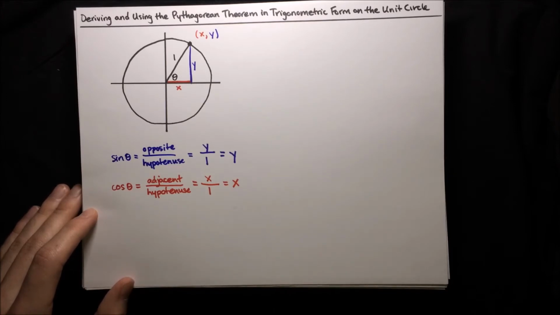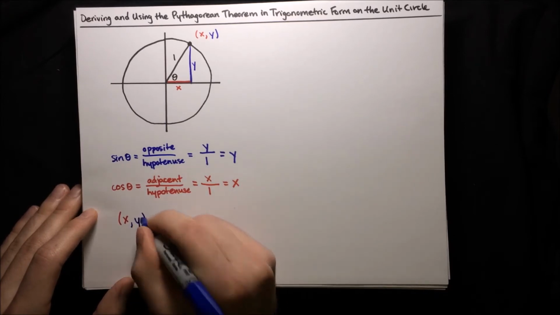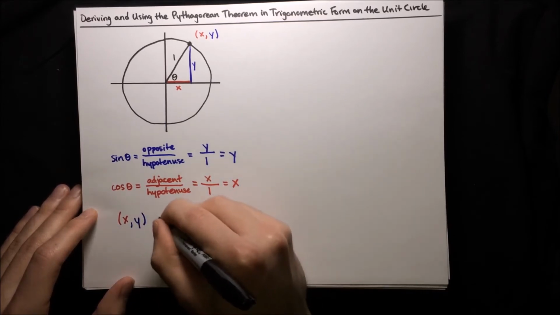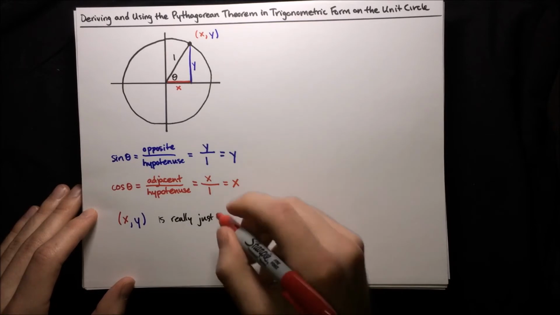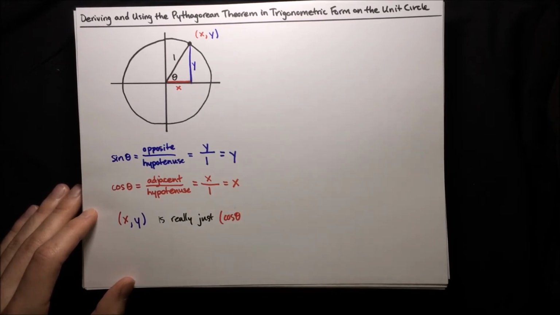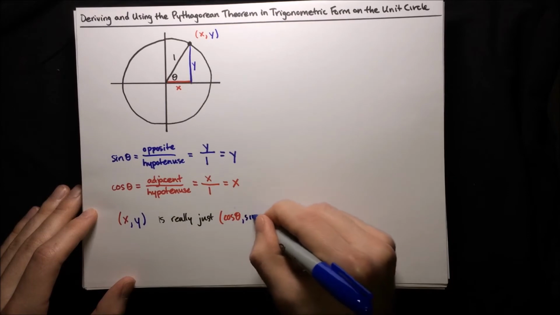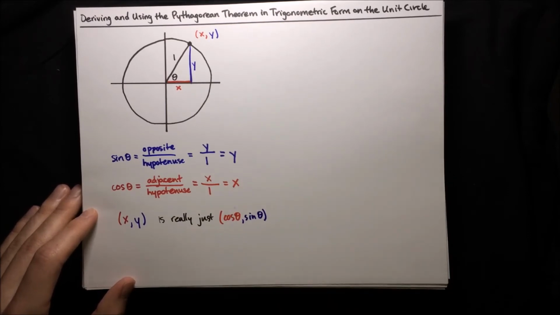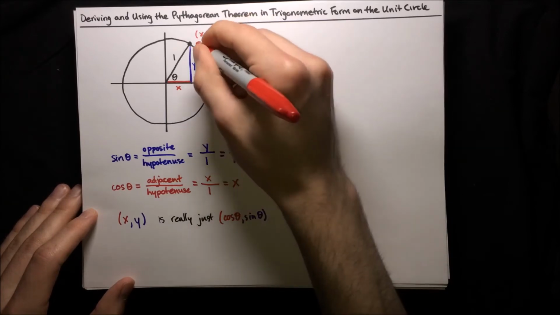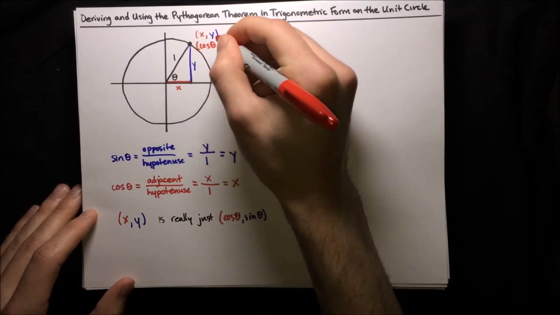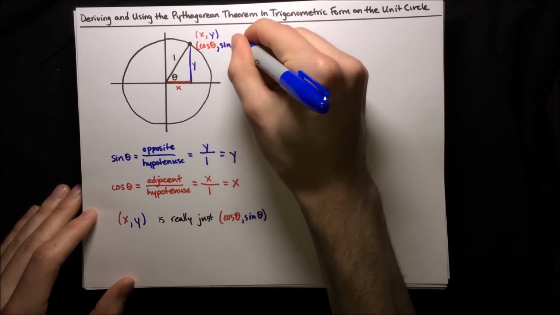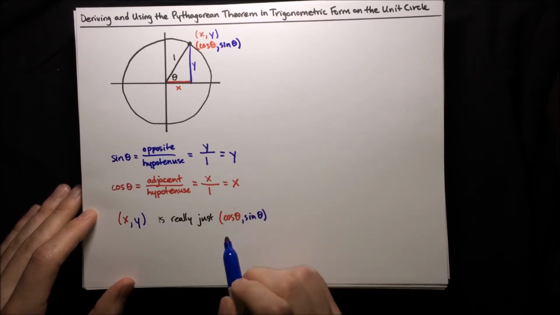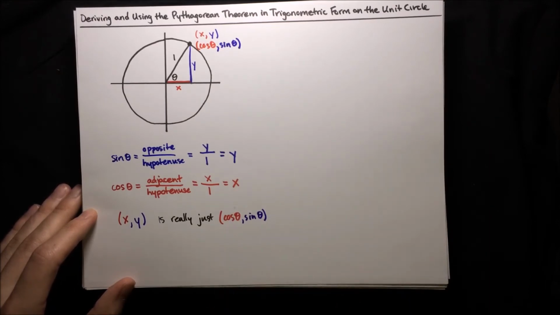So that means the point x comma y can really just be labeled by cos theta comma sine theta. So let's go ahead and incorporate this into our diagram up there. X is just cos theta and y is just sine theta. So if you thought this was cool, just wait another second. There's another thing we can do here.